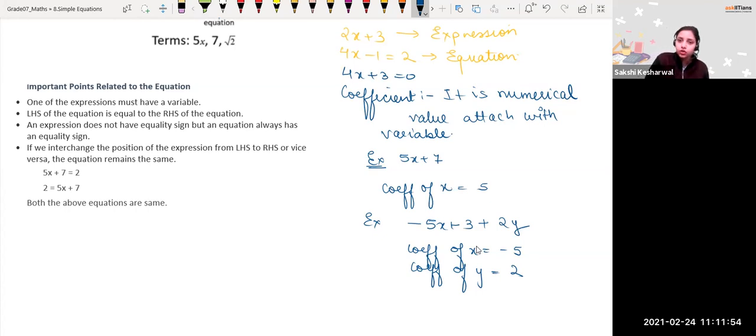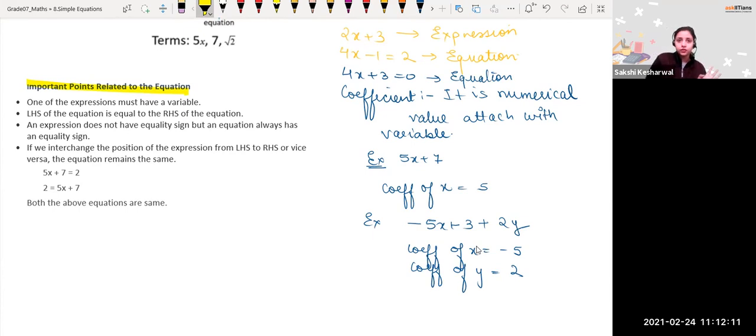So if you have an equal to sign, it is called an equation. Now let's read about the important terms related to the equation. One of the expressions must have a variable. It's not the case that 2 is equal to 3.